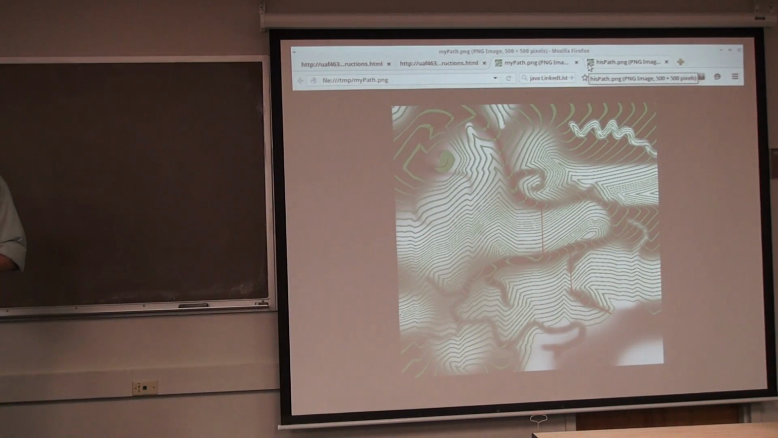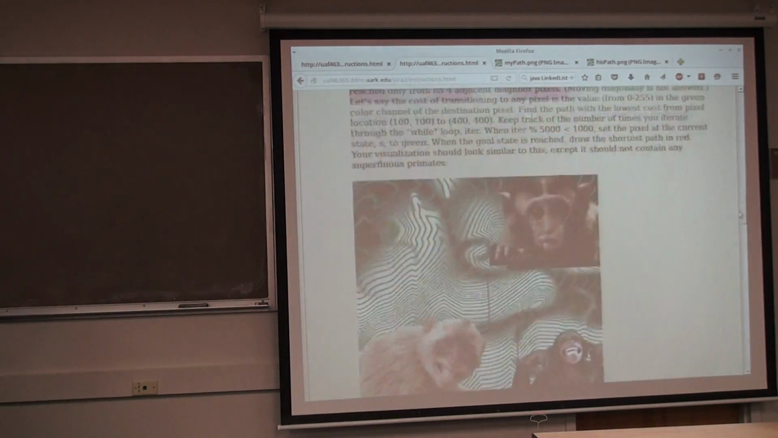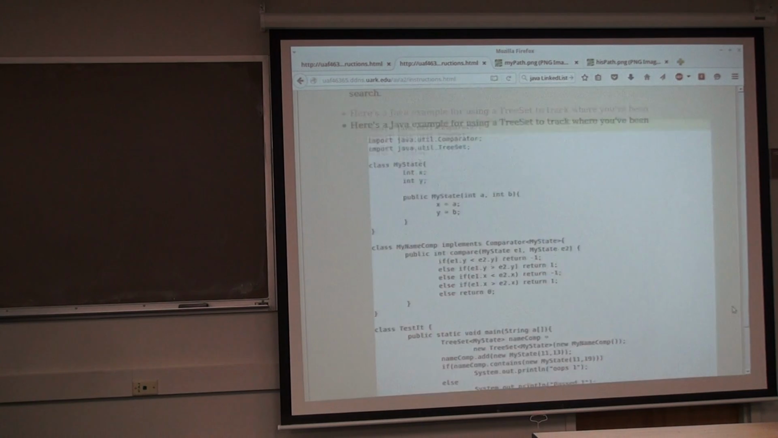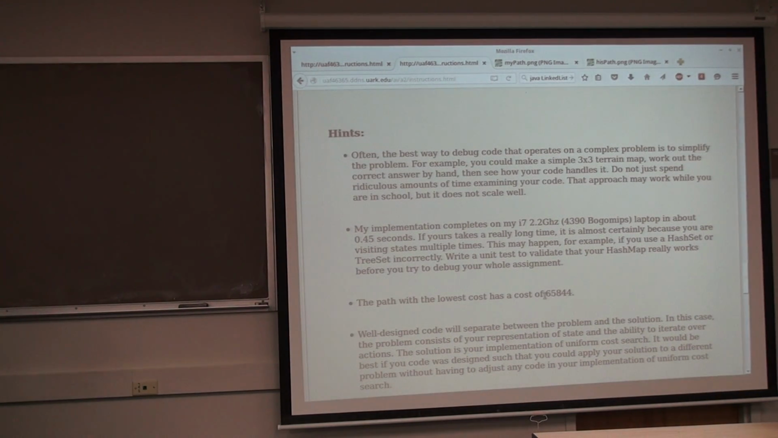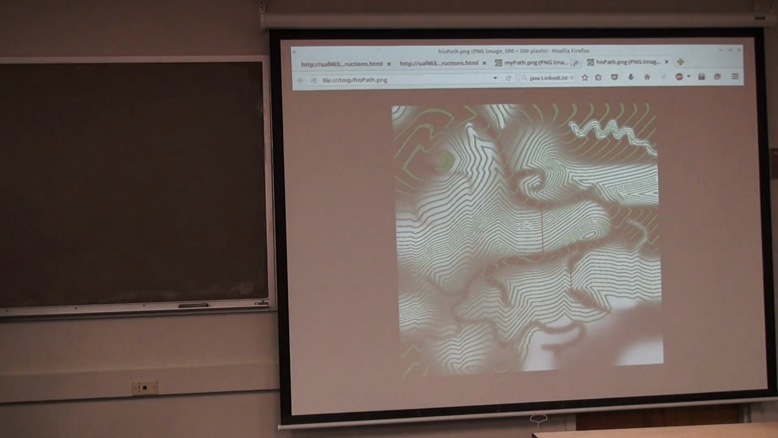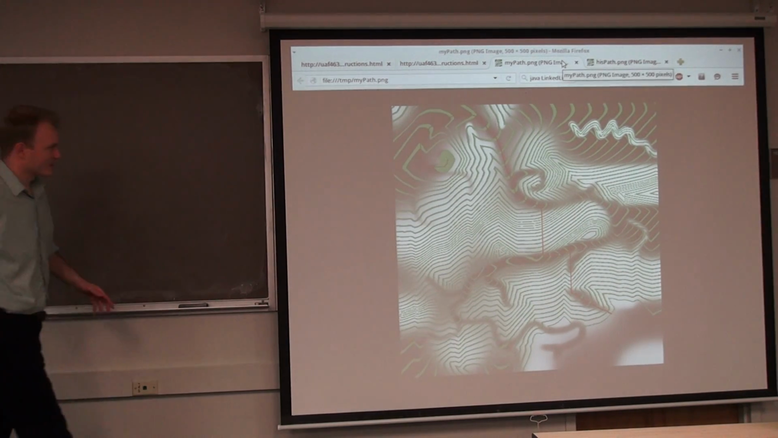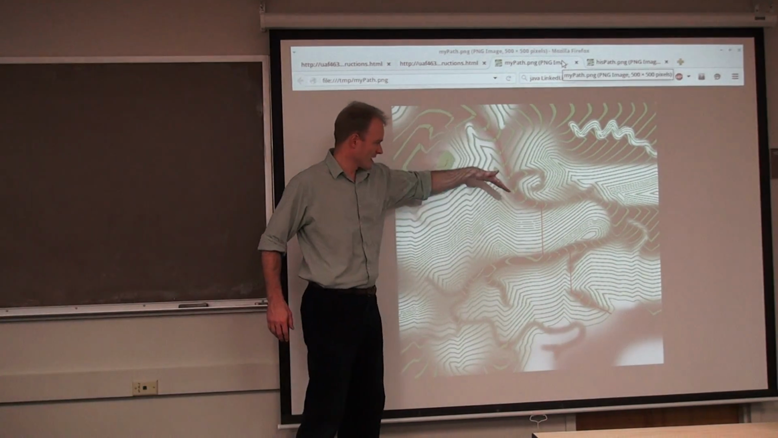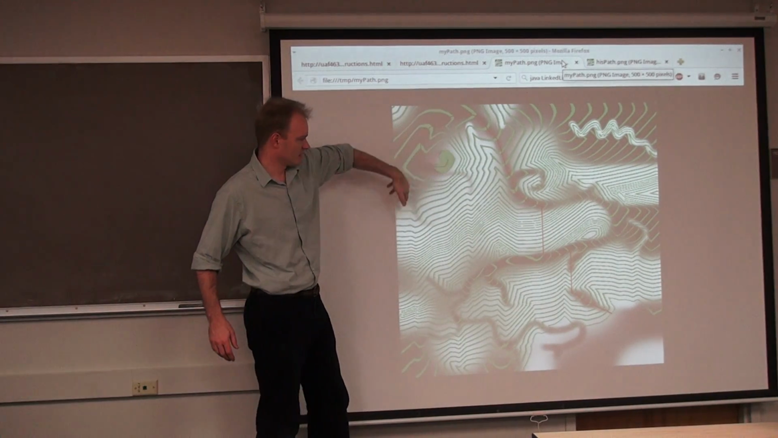Could you tell us the optimal number? I can. Yeah, it's in the assignment. I was going to say, I didn't look all the way along. That's my fault. Let's see. 65,844. There you go. There's the optimal cost. No matter what path you get, if it's optimal, it's going to follow this general scheme. There are no optimal paths that go completely different.